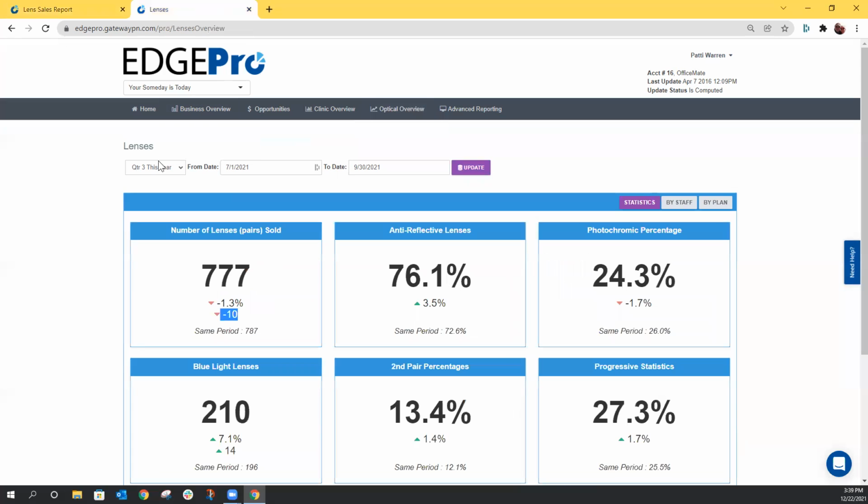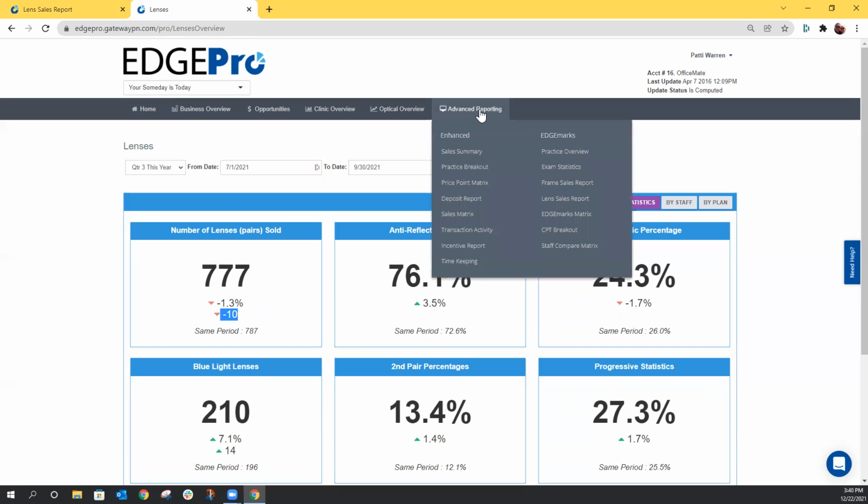You can see I'm filtered to Q3 of this year, and I can see that we sold 777 pairs of lenses this year. We sold 787 last year, so we sold 10 less pairs. Now, I also on this page have some of those key metrics that people like to track, meaning antireflective, photochromics, blue light, second pair, and progressive lens stats.